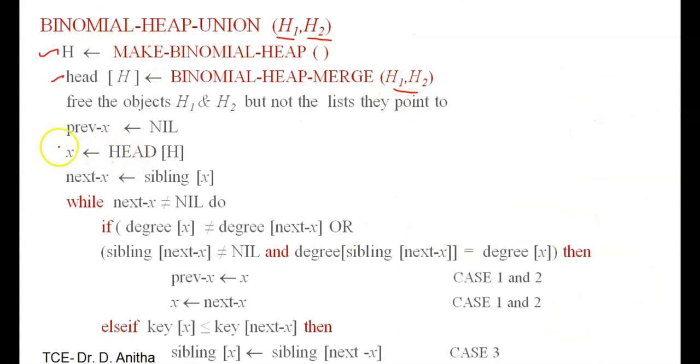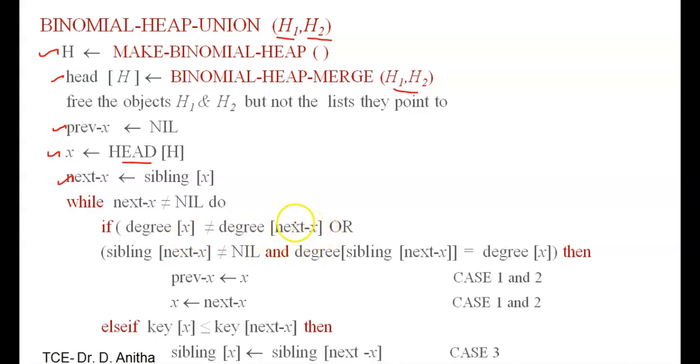And x equal to, now start the search from the head. So your previous will be nil and x will be head and next x will be sibling. Sibling means the same element in the root. So you should be moving until your next equal to null, and whatever case that I have told you will be here. If degree of x is not equal to degree of next of x, that is simply move ahead. Okay.